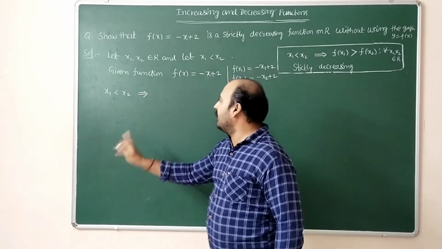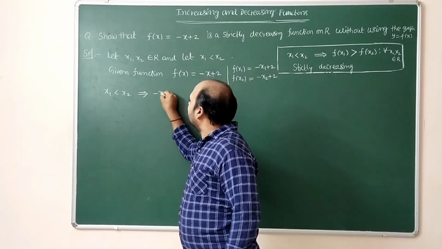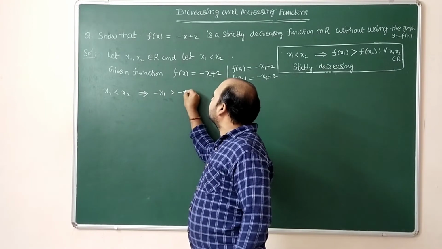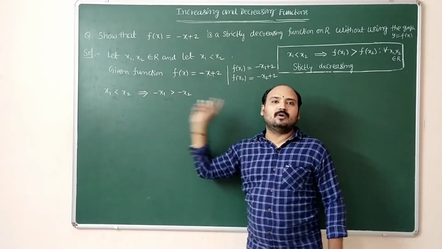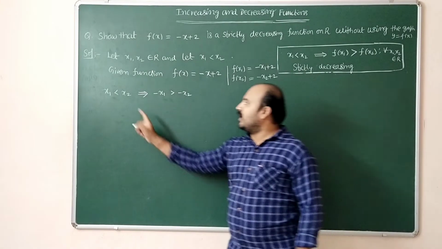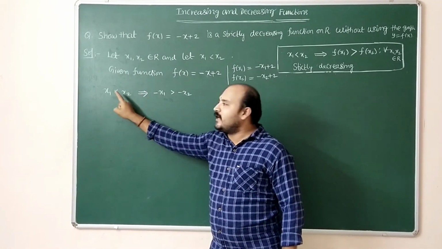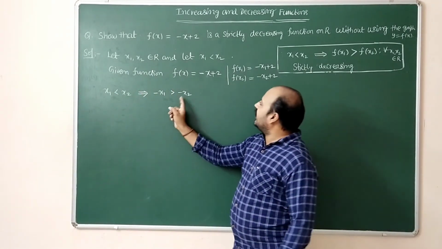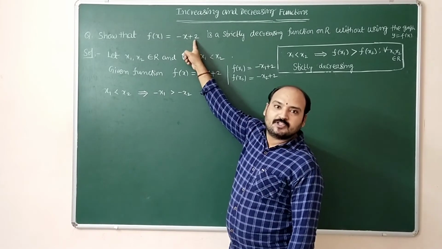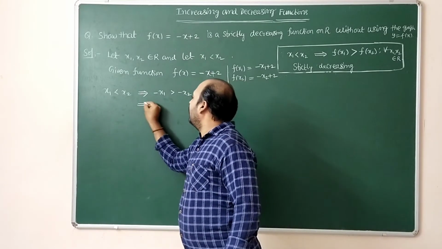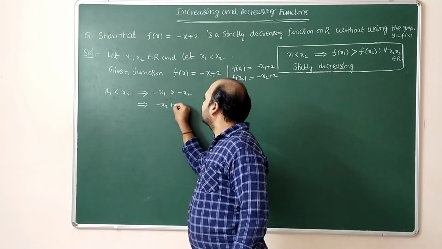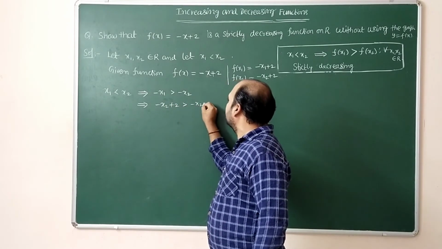You remember, keep in mind, dear students. So minus x1 is greater than minus x2. That only you have to remember. Whenever you are multiplying with minus, the inequality here, less than, will become greater than. After that, how much you have to add to get the function? 2. So adding plus 2 on both sides: minus x1 plus 2 is greater than minus x2 plus 2.